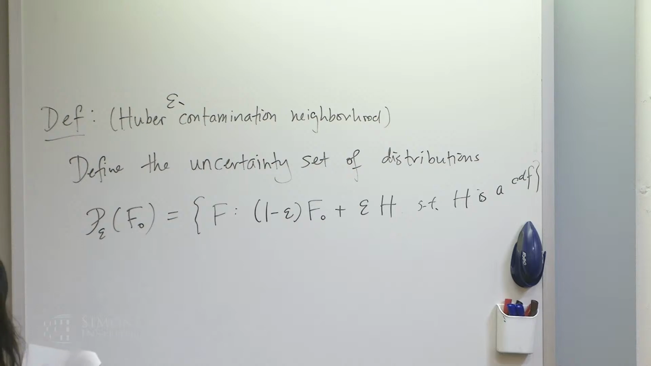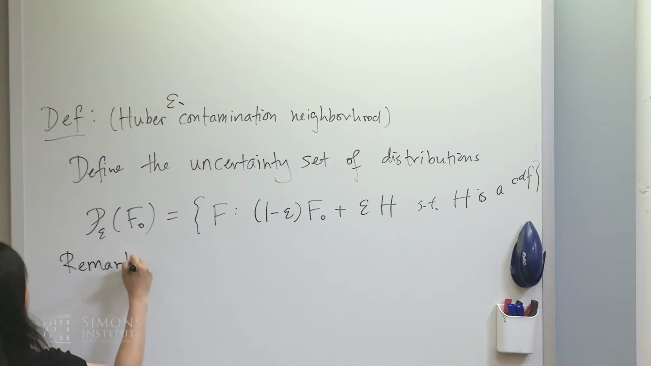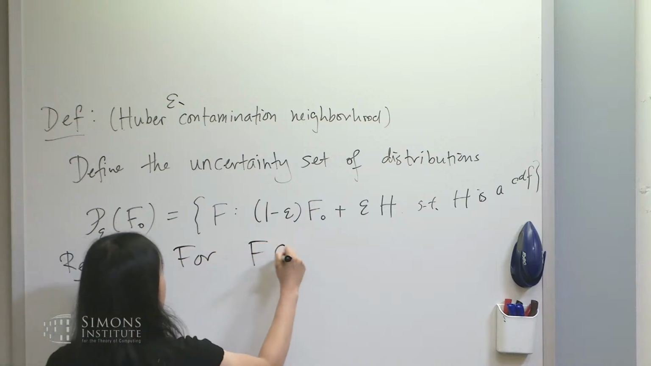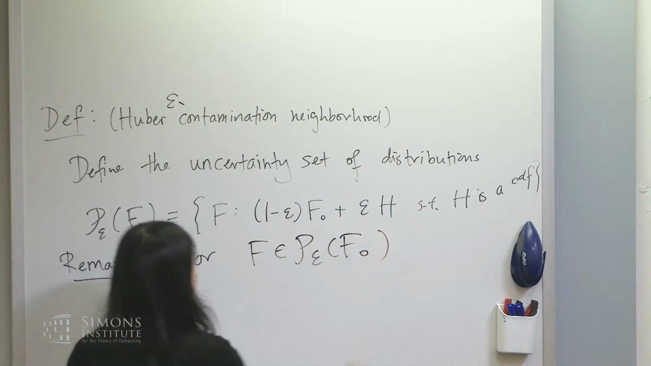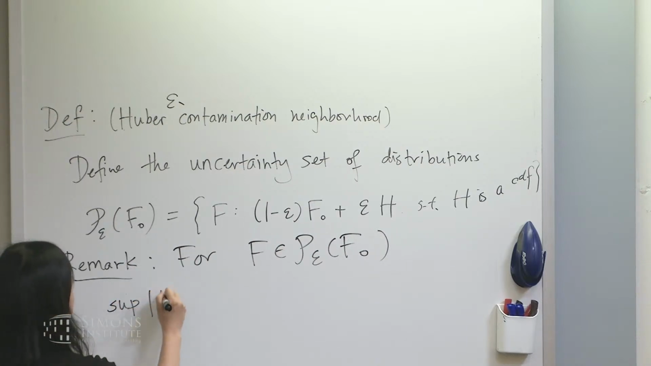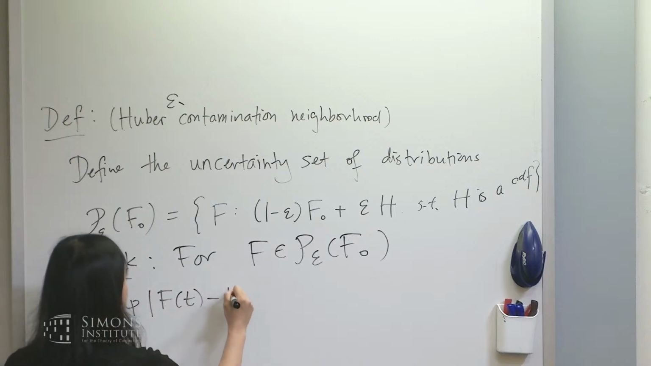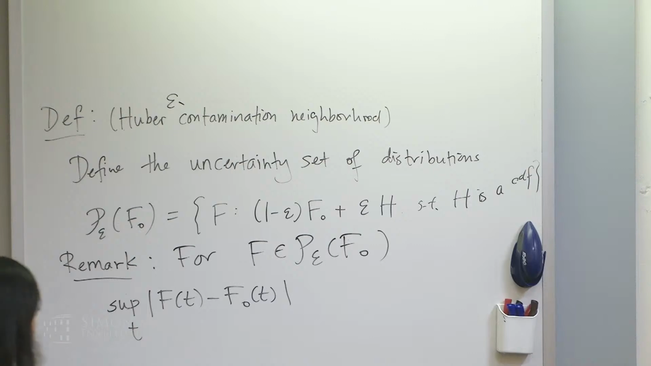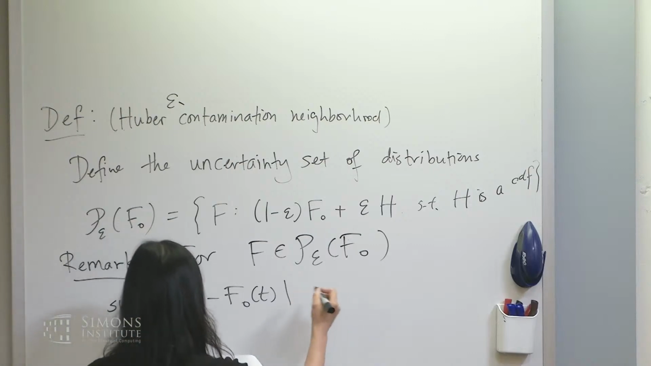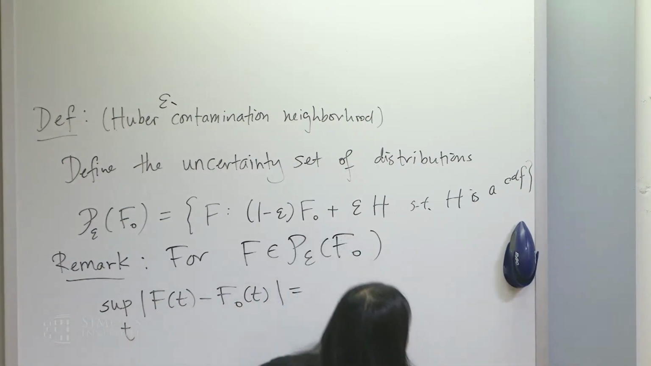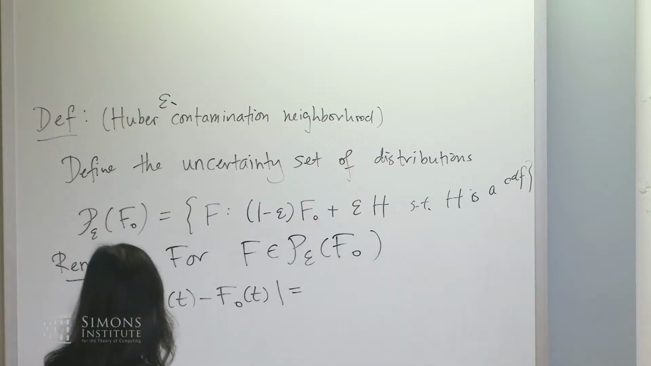So maybe one small remark is that if you look at F in this neighborhood around F naught, then if you look at the Kolmogorov distance between F and F naught, an easy calculation will tell you that this is also bounded by epsilon. I don't know if everyone can still see this, but okay, this is a simple calculation.